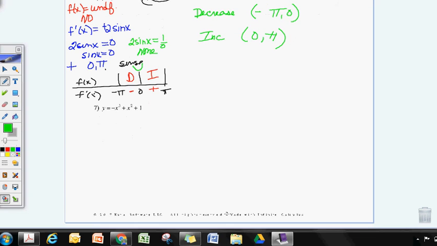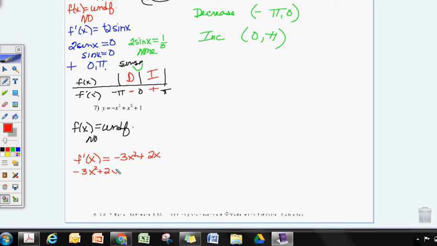So same idea for number 7. First thing I'm asking myself is, is the function undefined? And in this case, it's not a fraction, so it is not undefined. I get no solutions. From there, I move on and I find my derivative. And for my derivative, I get -3x squared plus 2x. I set that equal to 0.